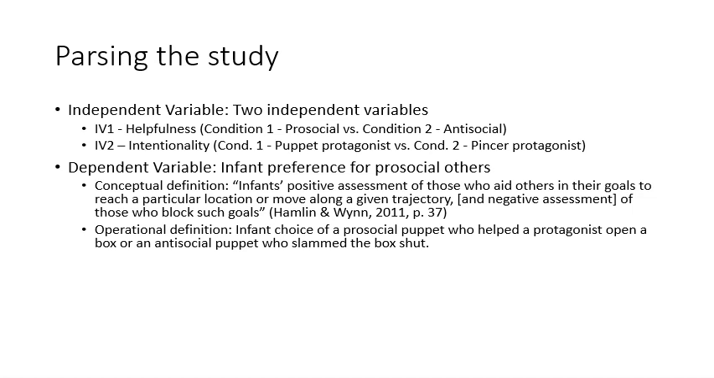And then the operational definition: how are they measuring it? They're measuring it through the infant choice of a pro-social puppet who helped a protagonist open a box, or an antisocial puppet who slammed the box shut. These are really important concepts, so work hard on these. Ask questions if you don't really get it.